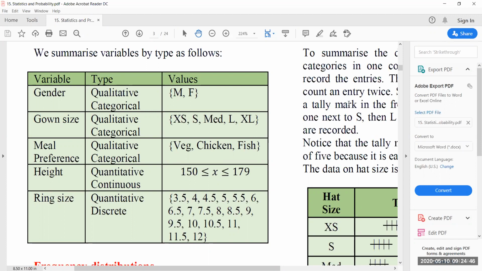Height is therefore quantitative, not qualitative. It is quantitative and it is therefore continuous. So the persons' heights are between 150 to 179. So the shortest person is 150 and the tallest person is 179. Then we have the ring sizes. It is quantitative data because we can actually assign a value to it and it is discrete. So it doesn't change. So we have 3.5, we could have 4, 4.5, 5, 5.5, etc.